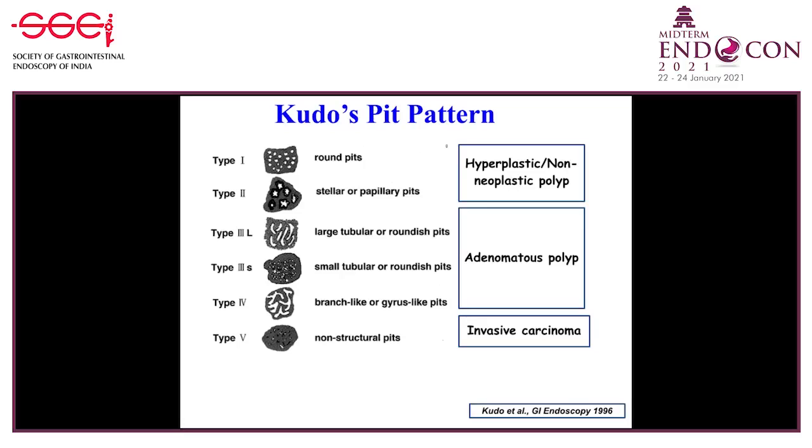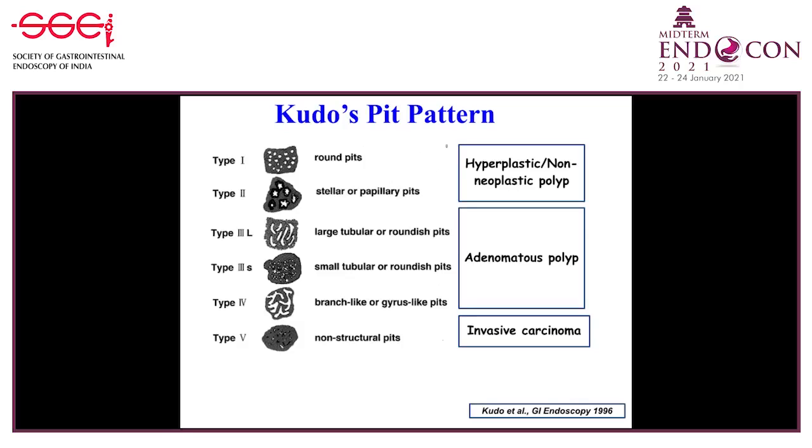There are different types of pits. Type 1 is the round pits, which you see in a normal colorectal mucosa. Type 2 is stellar or papillary pits, which are seen in hyperplastic or non-neoplastic polyps. Type 3 is of two types, 3L and 3S. 3L is the more commonly observed type. In type 3, the pits are tubular or round. In 3L, they are large tubular, or the round pits are larger than in normal mucosa. In type 3S, they are small tubular, or if they are round, then they are smaller than the normal round pits in the normal mucosa. In type 4, instead of tubular, there are now branches as well. So this is branch-like or gyrus pits.